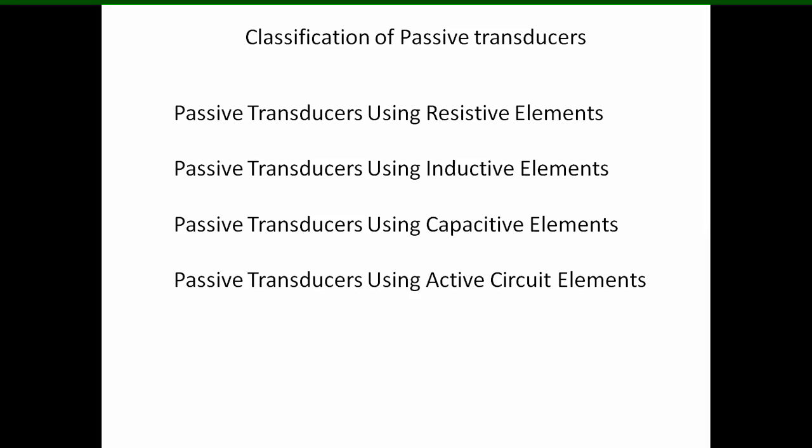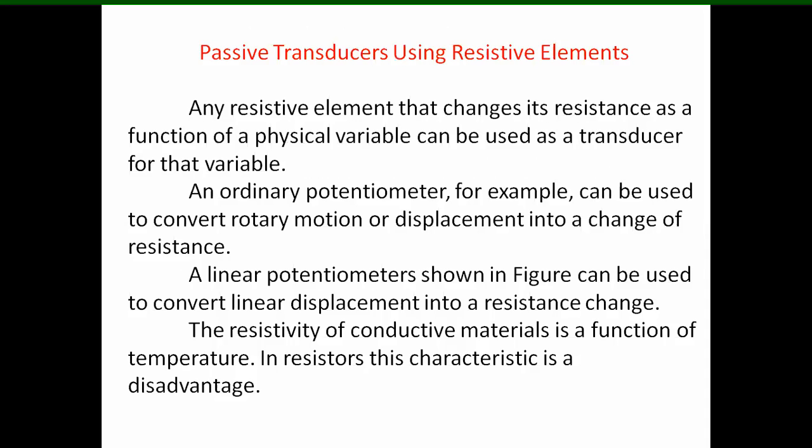Okay, so the first category we will consider is passive transducers using resistive elements. Here any resistive element that changes its resistance as a function of a physical variable can be used as a transducer for that variable. So if you want to measure any physical variable, due to the variation of that physical variable the resistance of the resistive element will change. It can be used as a resistive transducer, and it can be considered a passive transducer.